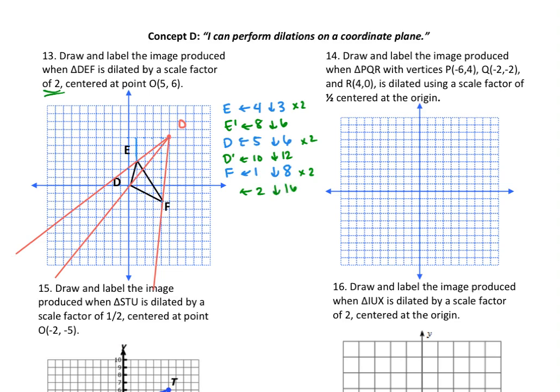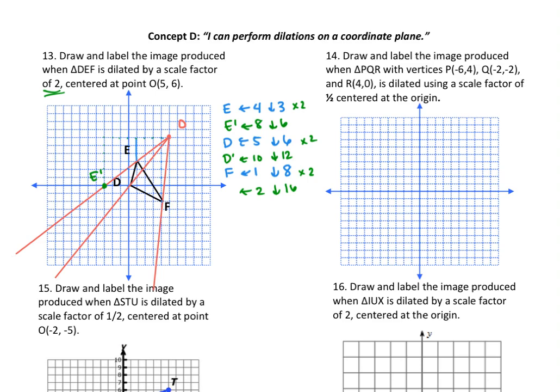All right, so starting with my center dilation, I'm going to go left 8. 1, 2, 3, 4, 5, 6, 7, 8. And I'm going to go down 6. 1, 2, 3, 4, 5, 6. And I know I'm right because it falls on the correct line.